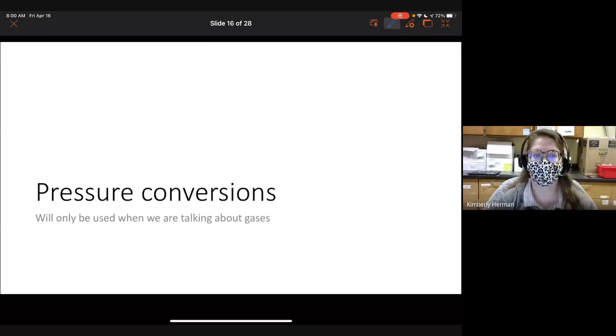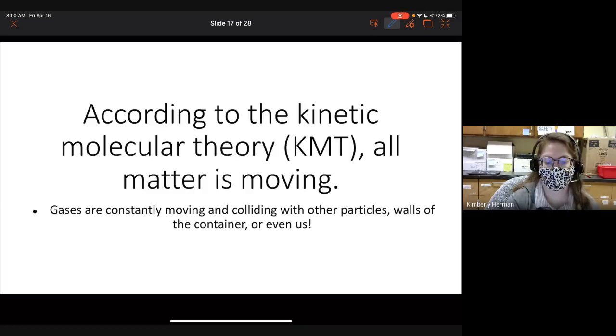Okay, in this lesson, we're going to be talking about pressure conversions, and we'll need a calculator for today's lesson. You'll only do these pressure conversions when we're talking about gases because remember, they're the only ones that have pressure. Just to reiterate, according to the kinetic molecular theory, KMT, all matter is moving.